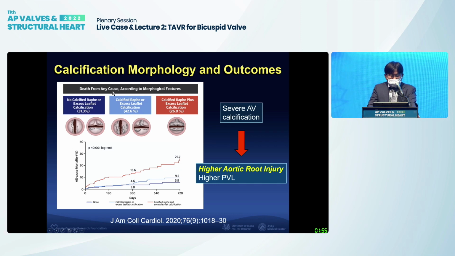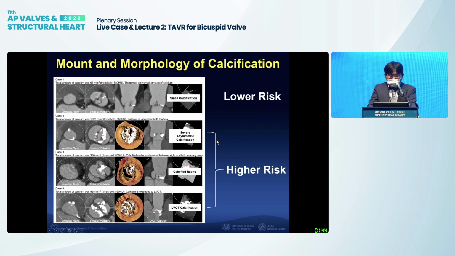Previously, Dr. Yoon published that the calcification location and amount are associated with long-term mortality. Severe valve calcification has a higher risk of aortic root injury and a higher risk of paravalvular leakage. With very rare low calcification volume, like our live demonstration case, I think the risk of TAVR is low, but severe asymmetric calcification or LVOT calcification, severe calcification extending to the LVOT, may carry a higher risk.